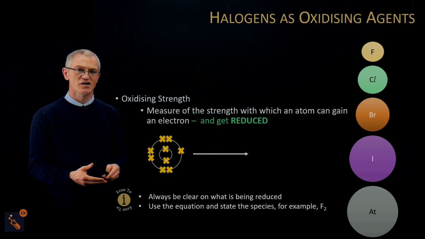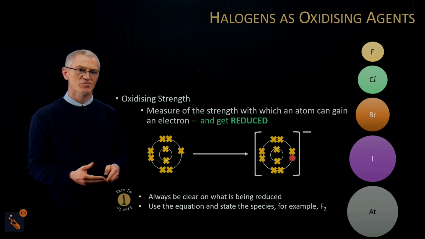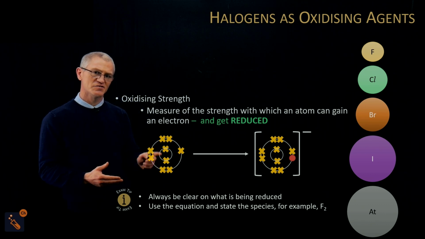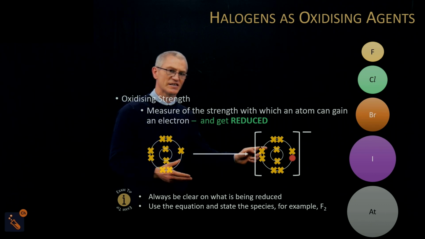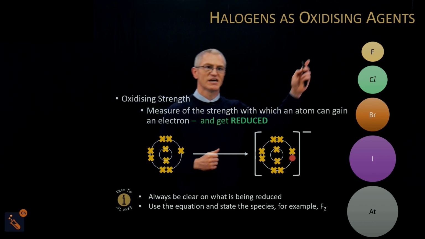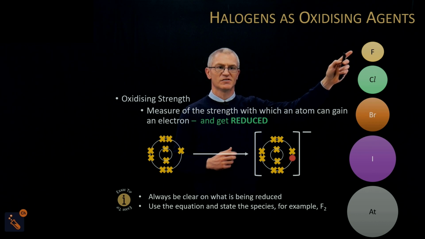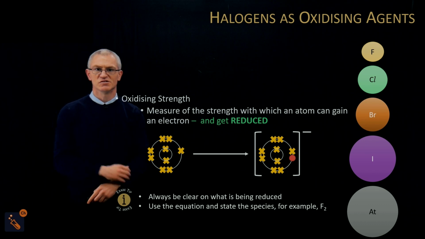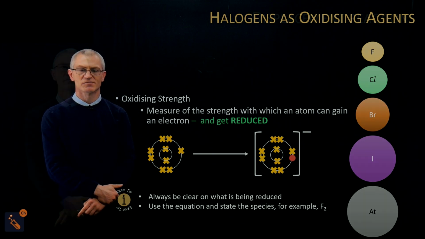So if we again look at a diagram that we had before, that means this atom here for the fluorine is going to gain an electron, and it's going to gain it very easily because it has very few shells. Okay, so it can attract that electron in really easily. Astatine would not do the same thing.